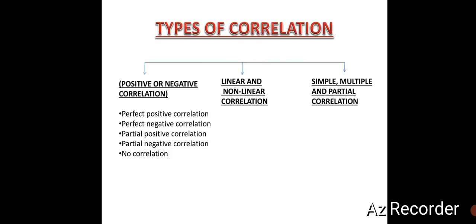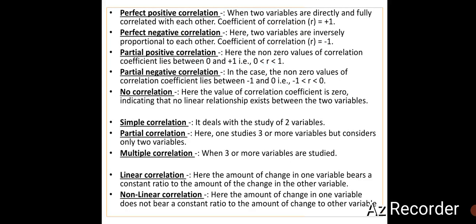Now, the perfect positive correlation is when the two variables are directly and fully correlated with each other. The value of R, or coefficient of correlation, is +1. The same goes for perfectly negative correlation, when two variables are inversely proportional to each other, and here the coefficient of correlation is -1. Partial positive correlation is when the non-zero value of the correlation coefficient lies between 0 and +1. Partial negative correlation is when the non-zero value lies between -1 and 0. No correlation is when there is no relation between the two variables and the coefficient of correlation is 0.